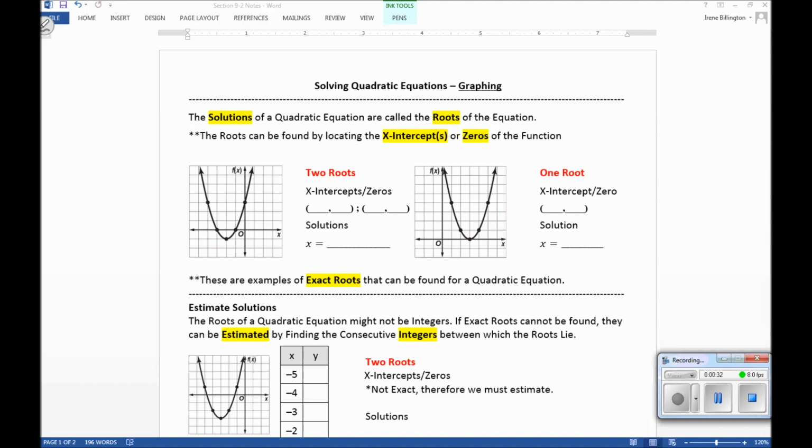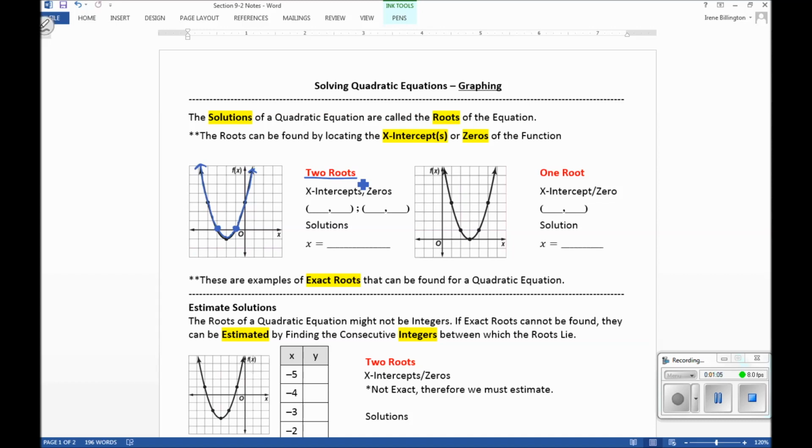So if you look at your parabola, and we're going to look at this parabola right here, you are looking to see where this parabola touches or crosses the x-axis. And we will notice that it is crossing the x-axis at these 2 points right here. So there are two roots, meaning there are two x-intercepts or zeros, and there are two solutions to this quadratic equation.